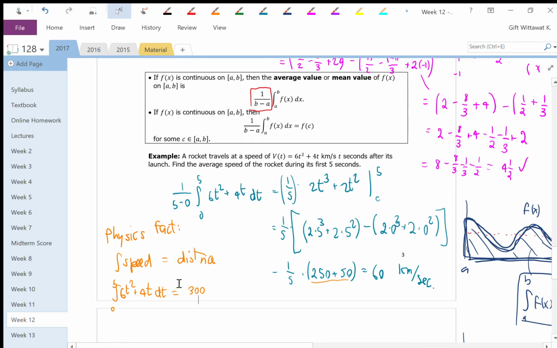So when you compute the average speed, you get 300 divided by 5. That's why the average speed is 60. Because that just means in 5 seconds, your rocket goes 300 kilometers. In 5 seconds, it goes 300. So on average, it goes about 60 kilometers per second.